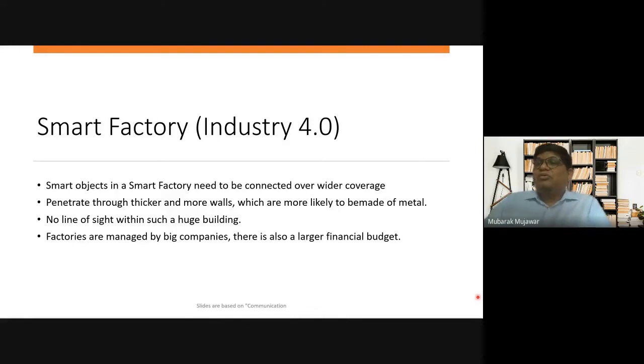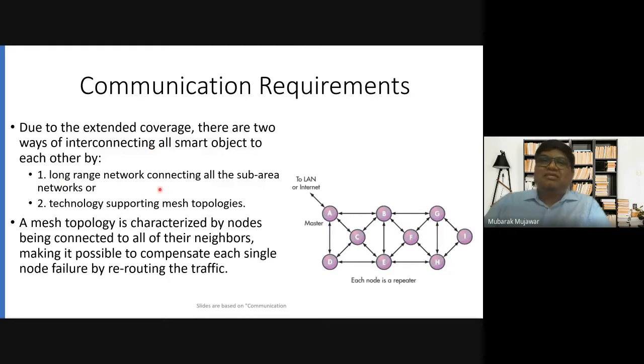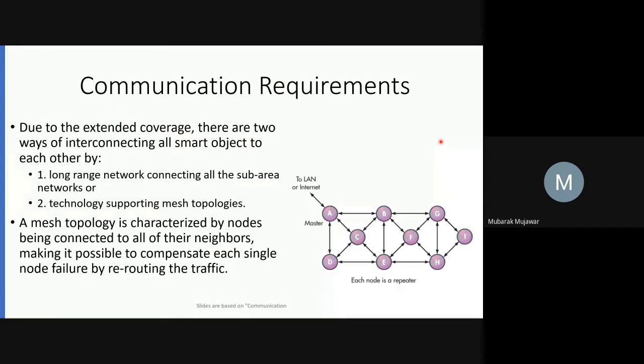So let us talk about the communication requirements. The first requirement is that we need excellent coverage and there are some walls. So we should go for some topology which is used for this particular application. We can go for a long range network connecting all the sub areas, or we can go for a technology which supports mesh topology. Now here is a nice example of mesh topology.